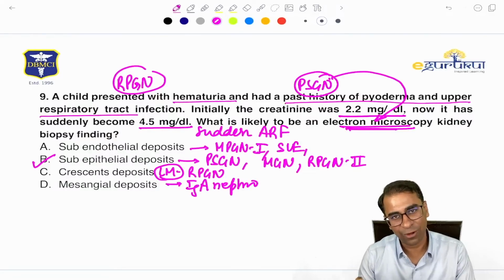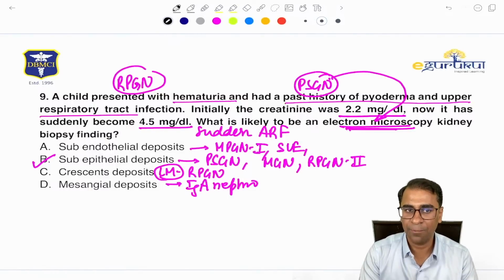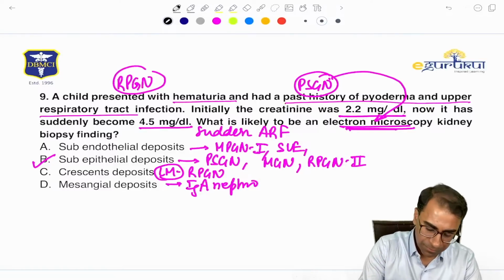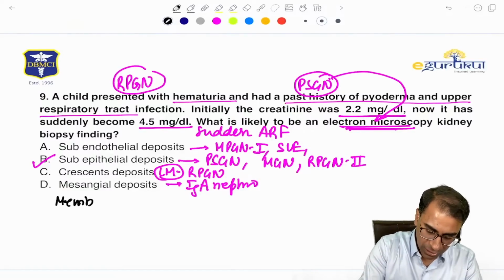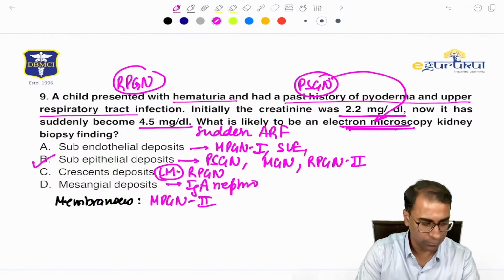Mesangial deposition is seen in IgA nephropathy. So what is left out, guys? The only finding you can add there: subendothelial is done, subepithelial is done, there's also mesangial deposition. It can also be intramembranous deposits. If the question is on intramembranous deposition, the answer should be MPGN type 2. That's it.